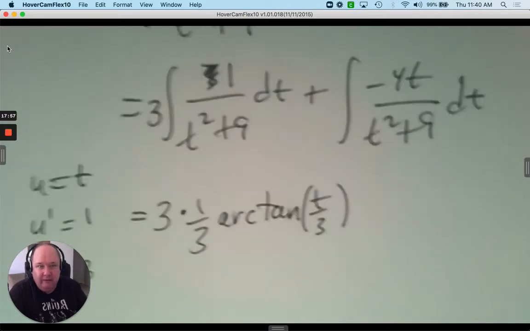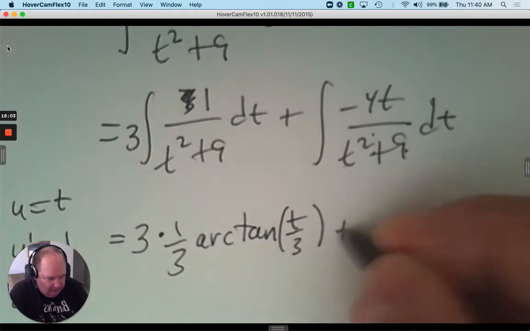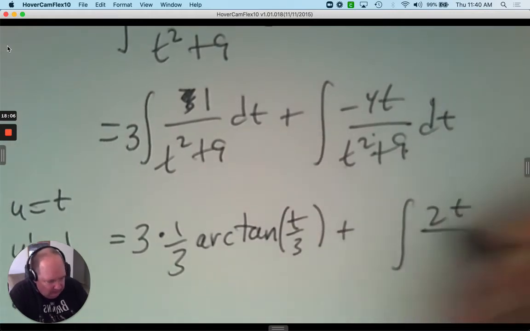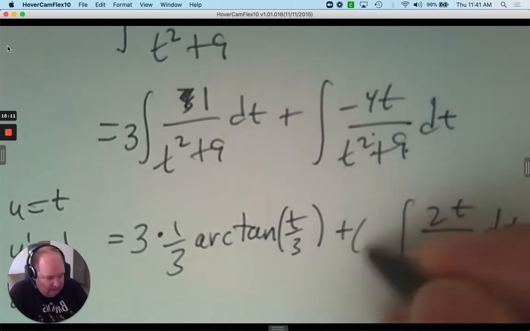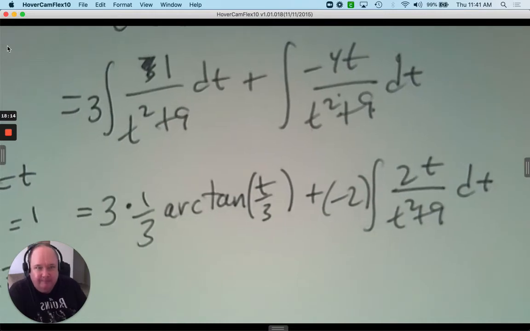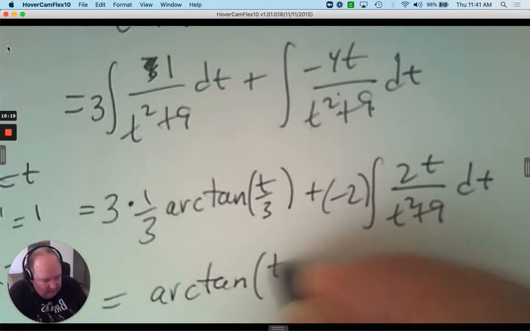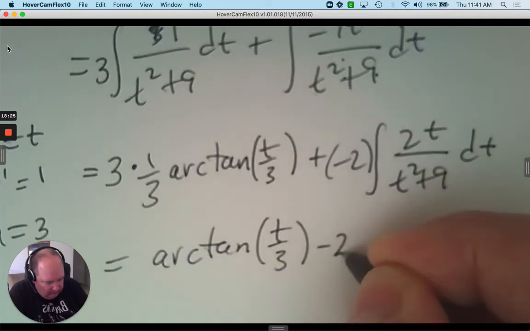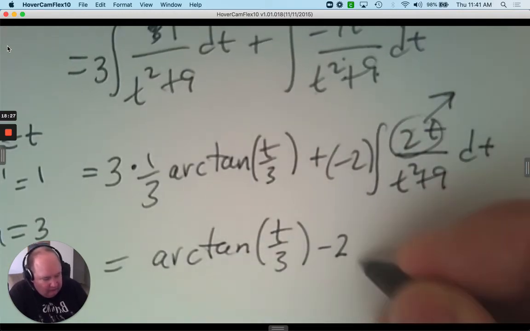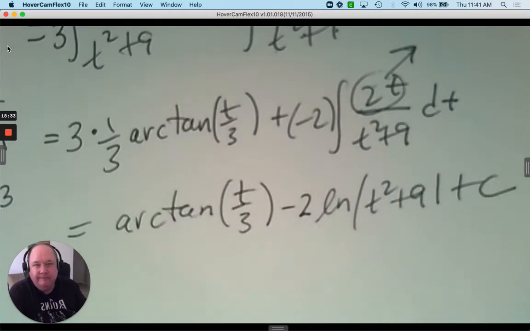How about the second one? The derivative of t squared plus 9 is 2t. So I'm going to write that down. So it needs to be 2t. So what do I need to multiply in front so these stay the same? This needs to be negative 2 so that they're the same. So if I simplify it, I get 1 arctangent t divided by 3. Negative 2 I start with, and then I unhook, and this is a logarithm. T squared plus 9, and don't forget the candy bars. Number 10.